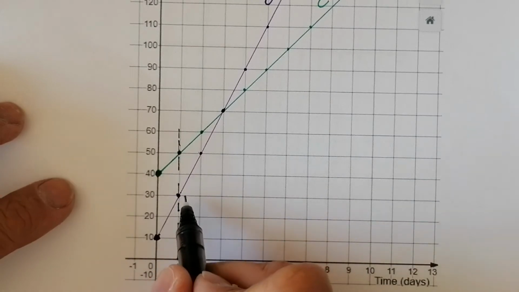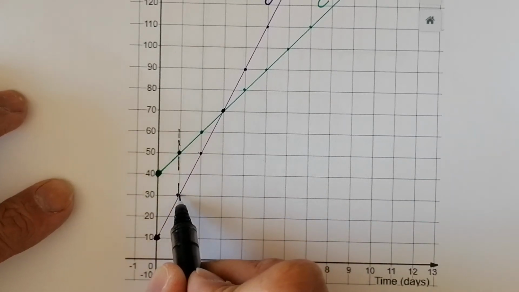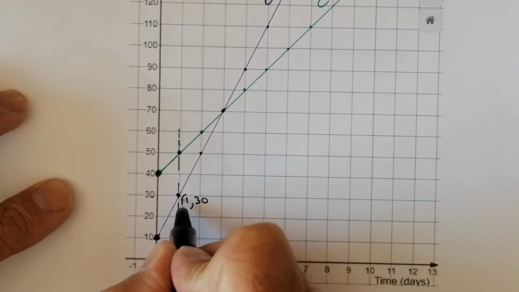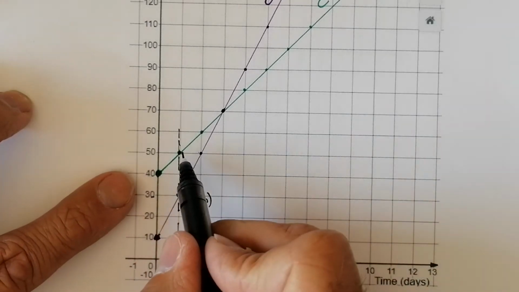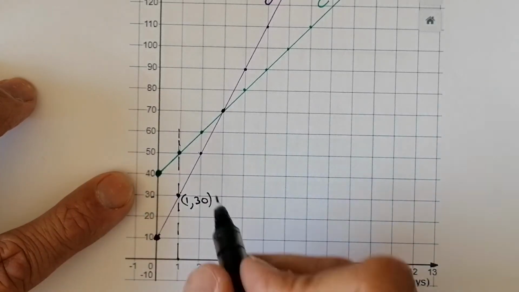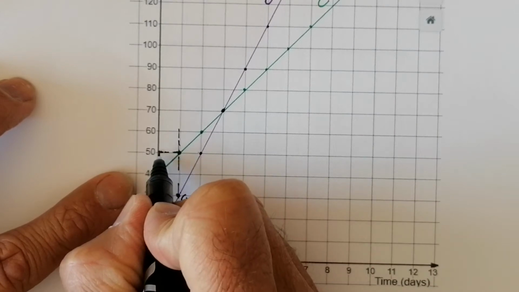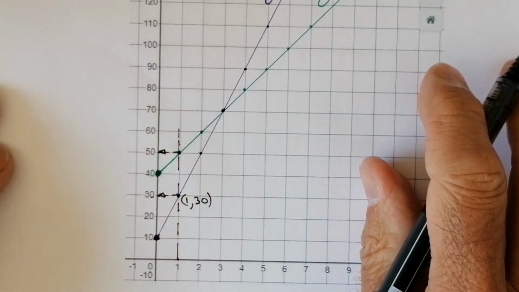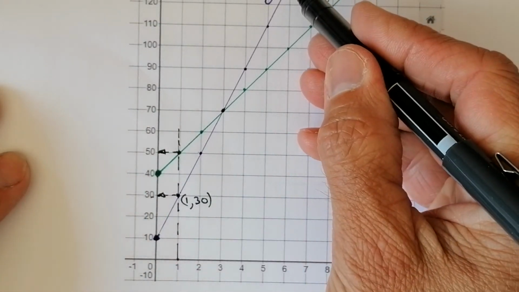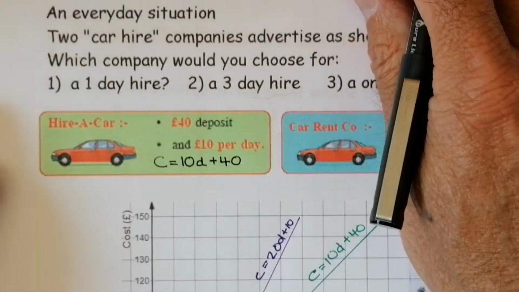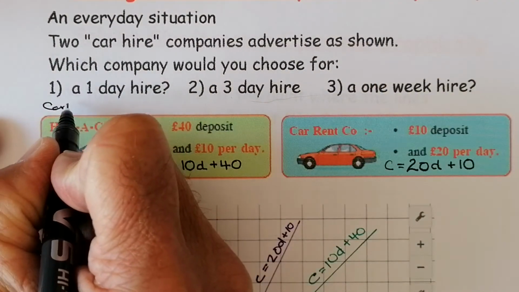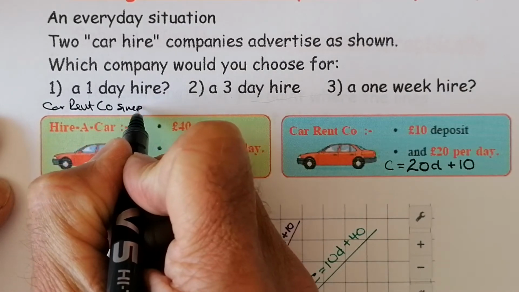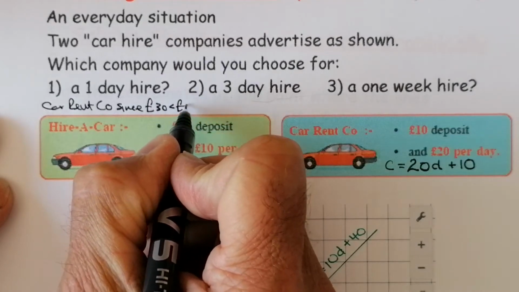So for the purple line that I've got here, that was Car Rent Company. They're going to charge me £30 because that coordinate there is 1, 30. So that's going to be £30 they're going to charge me. For the green line that's there, it's going to be Hire a Car. So for Hire a Car, if I look across on this axis, that would be £50 they're going to charge me. So for a 1 day hire, I'm going to choose Car Rent Company, and the reason for that is since £30 is less than £50.